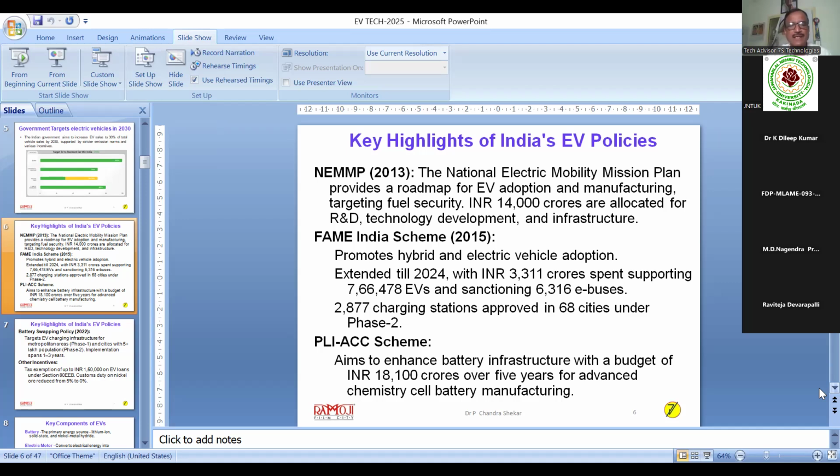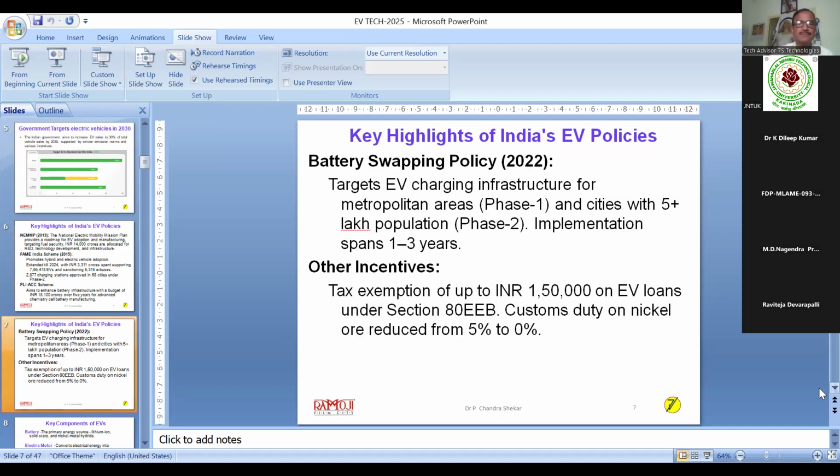You can see this. Aim to enhance the battery infrastructure with a budget of 18,000 crores over 5 years for advanced chemistry cell battery manufacturing. The batteries are the main cost. 30% of the vehicle cost is the battery. So now the Indian government is almost giving 18,100 crores for R&D on battery development.